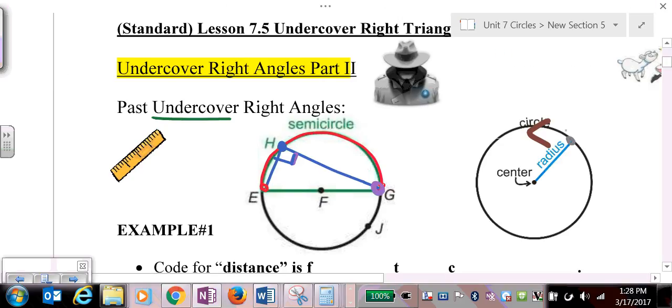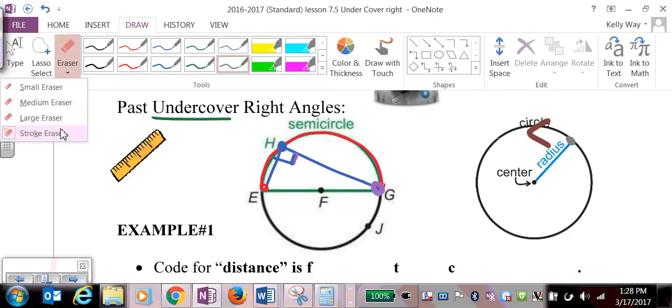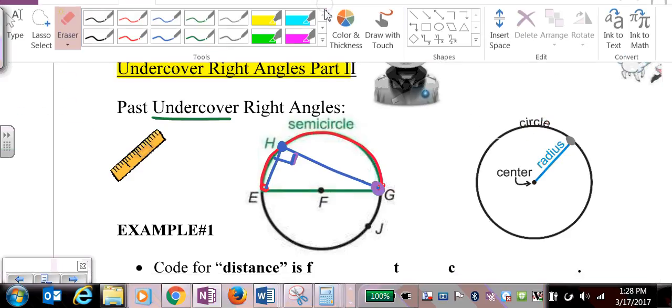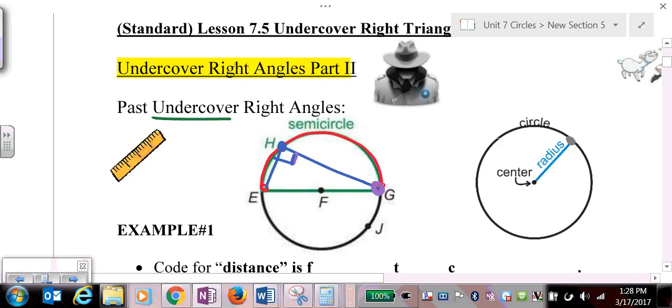Put a dot there where it says radius. Now draw in a tangent. That's why you have a postcard: I want you to use a straight edge.